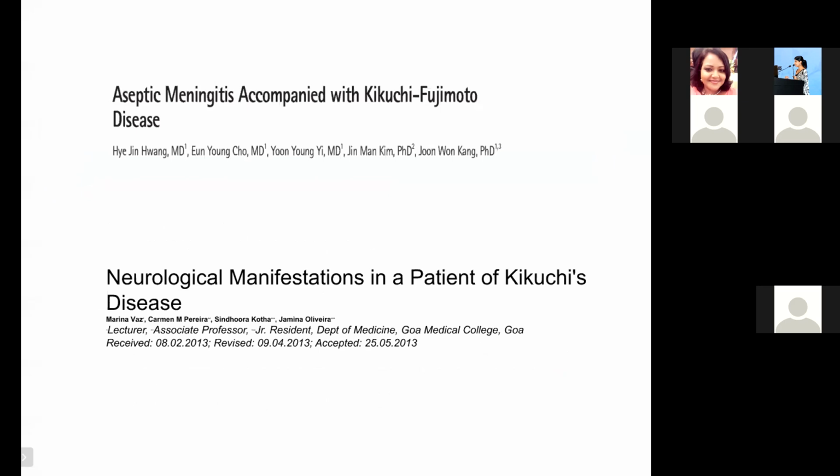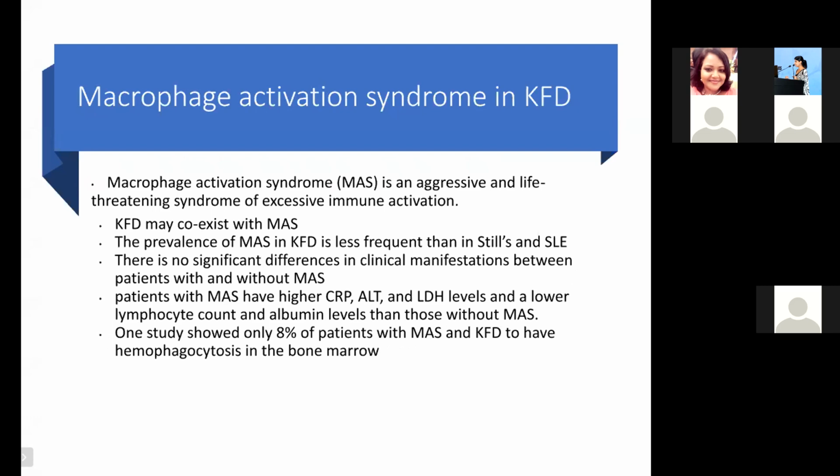Macrophage activation syndrome is also associated with Kikuchi's disease. Macrophage activation syndrome, as we all know, is an aggressive and life-threatening syndrome of excessive immune activation. Kikuchi may coexist with macrophage activation. The prevalence of macrophage activation syndrome in Kikuchi is less frequent than in Still's and SLE. There are no significant differences in clinical manifestations between patients with and without macrophage activation syndrome.